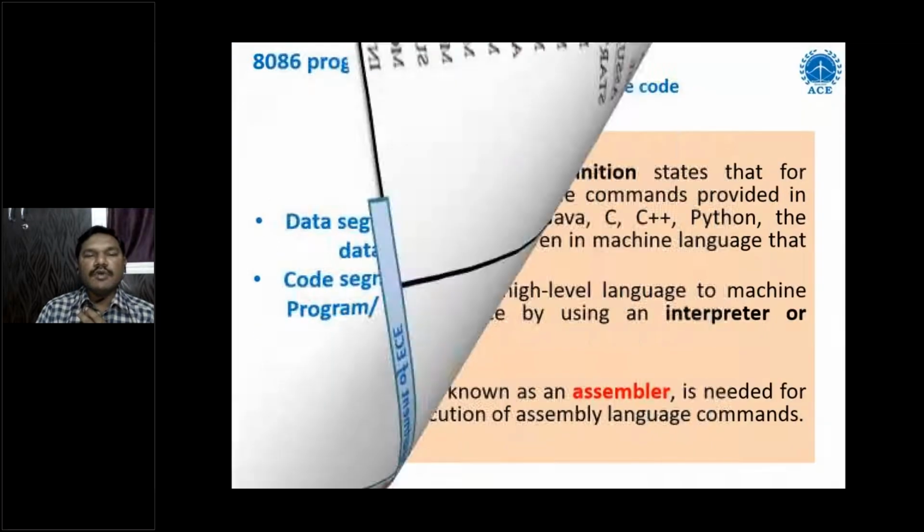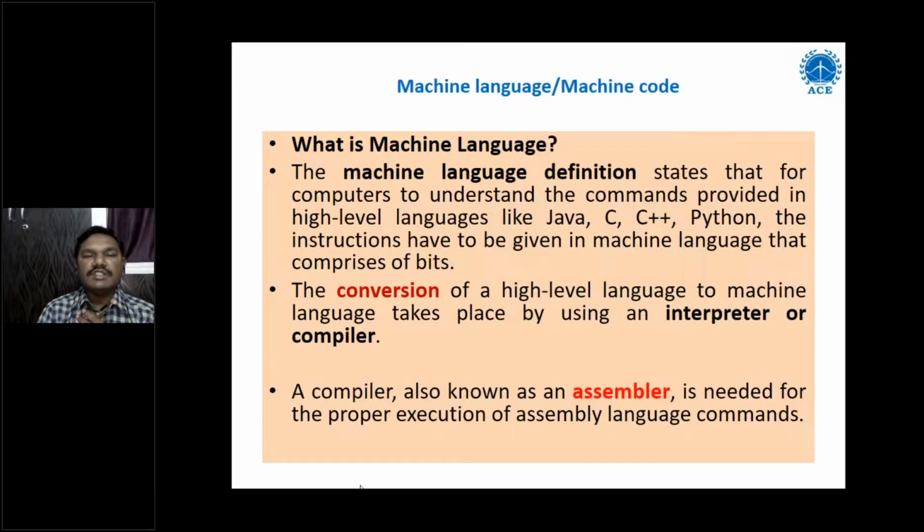So this is a program. So what is a machine language? The machine language states that for computers to understand the commands provided in high-level languages like Java, C, C++, Python, the instructions have to be given in machine language or machine code that comprises bits, binary bits. So the conversion of high-level language to low-level language or machine language is done by using interpretation or compilation, and by using a device called an interpreter or compiler.